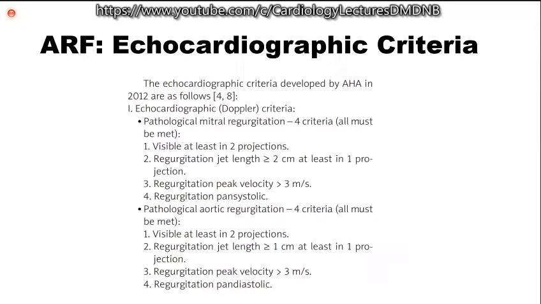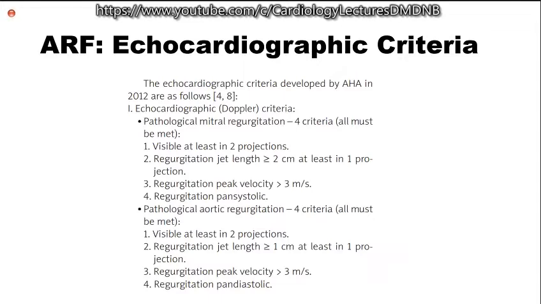Regurgitation jet length should be at least 2 centimeters in at least one projection. The regurgitation jet should extend more than 2 centimeters into the left atrium. Regurgitation peak velocity should be more than 3 meters per second, and the regurgitation should be pansystolic. So the American Heart Association has put forward 4 echocardiographic criteria, where all 4 should be met before you diagnose mitral regurgitation due to acute rheumatic fever.